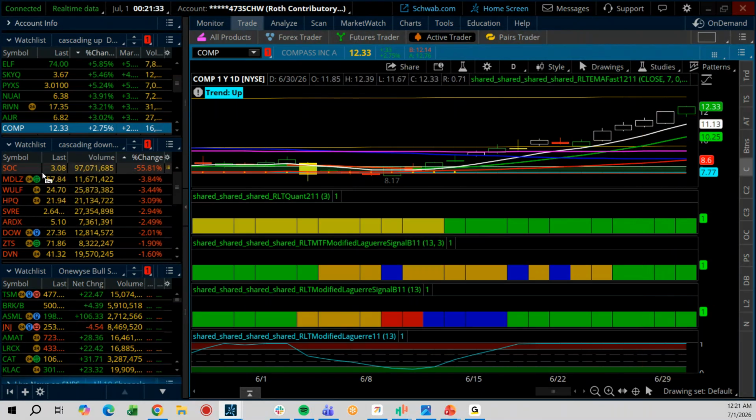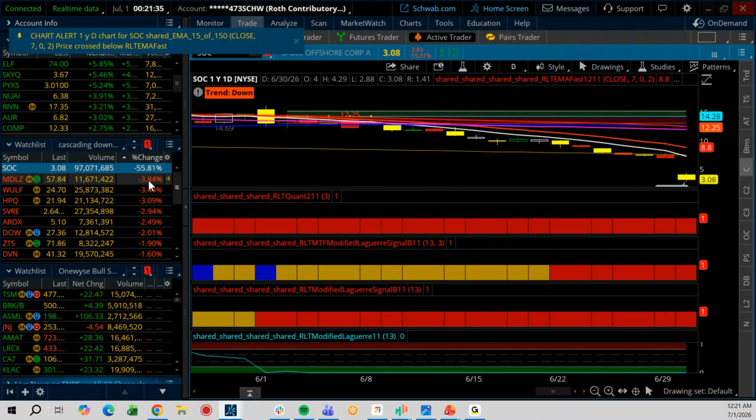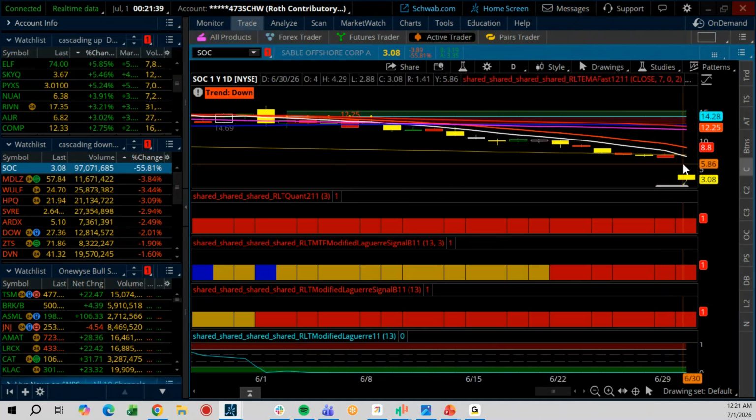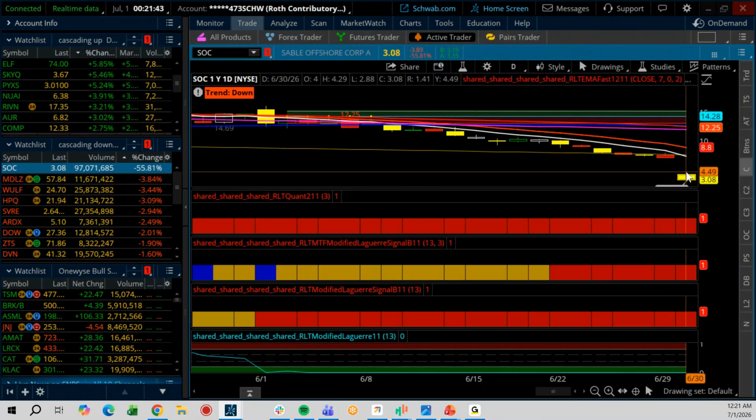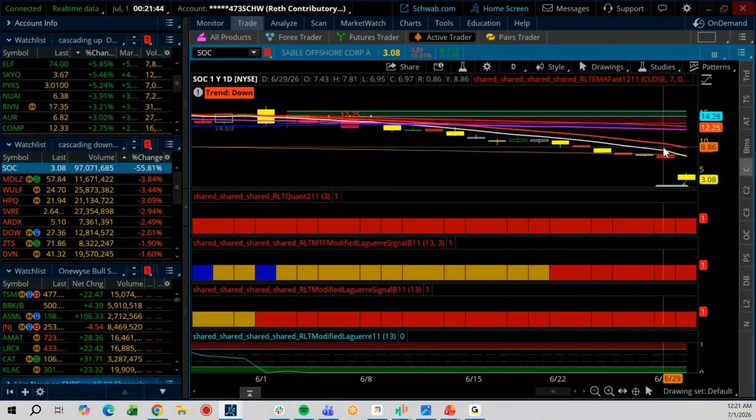So let's take a look at some of the short side, right? Here's SOC. Big gap down today. This one you have to be careful of because you gap down a lot. It's kind of moving away from the 8, but you do have a high volume candle with a breakdown and you're below all the moving averages. Here's your 8 here. Here's your 15. The 8 is trading below the 15. It's a bearish trade. Okay.